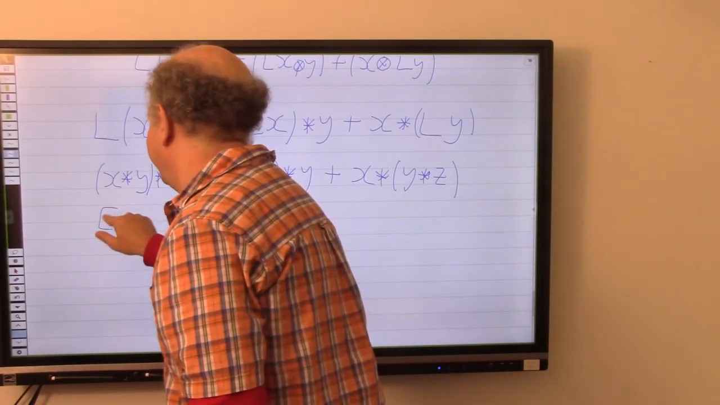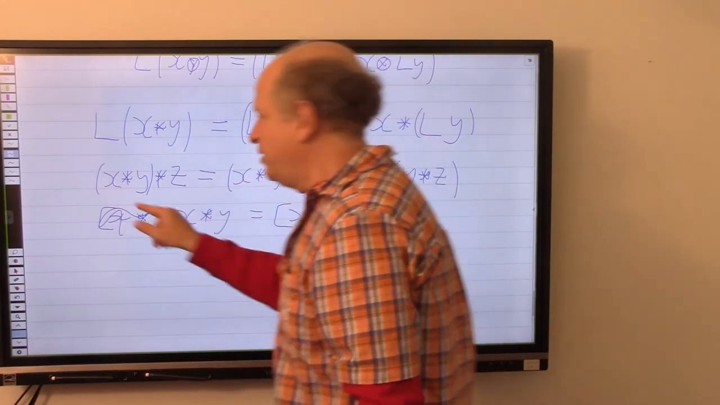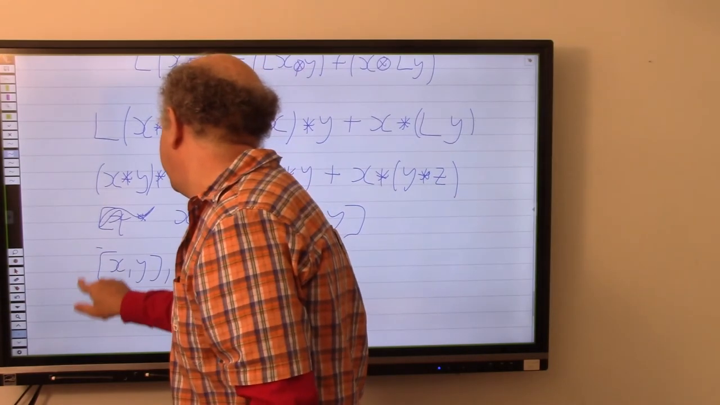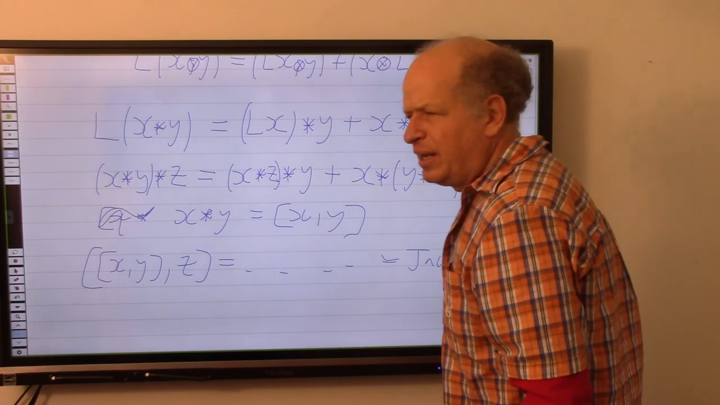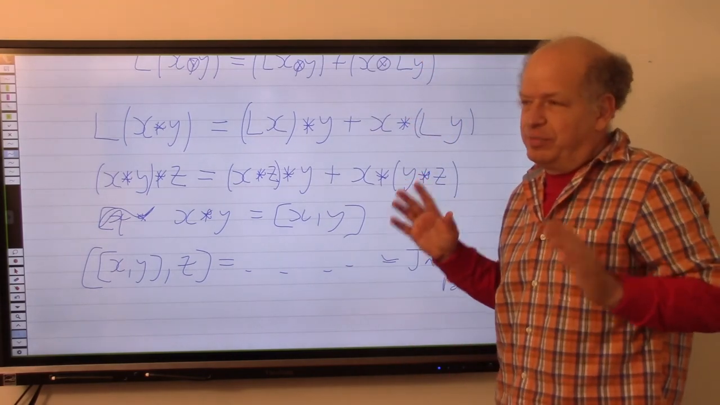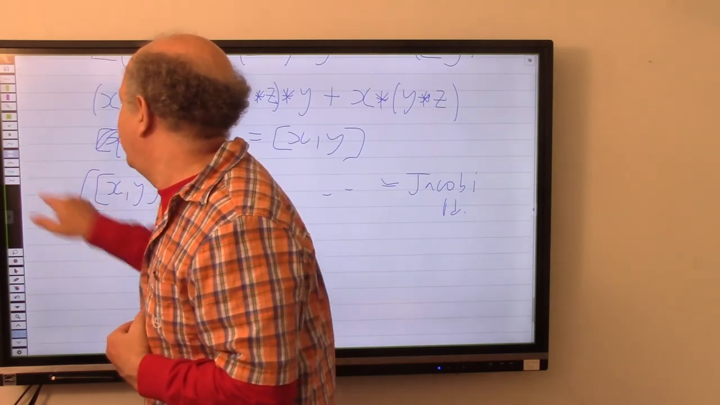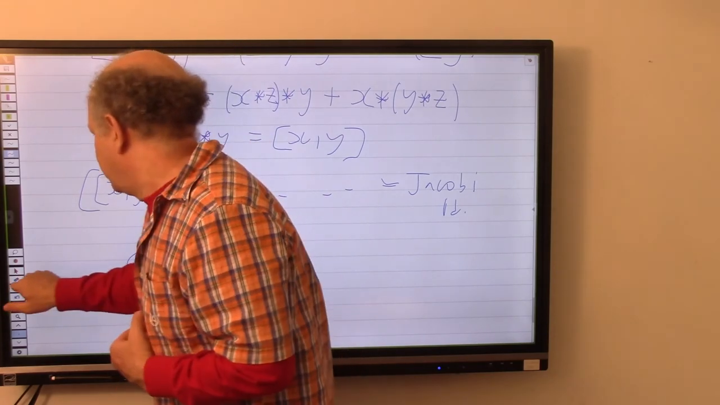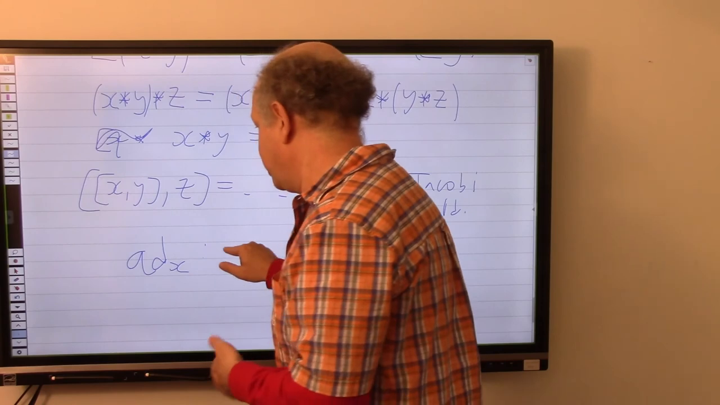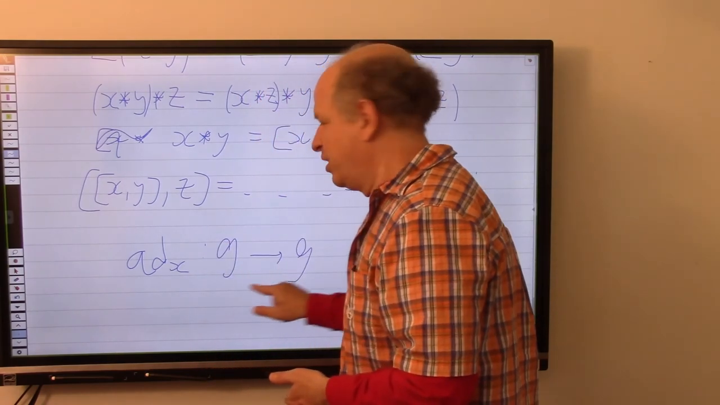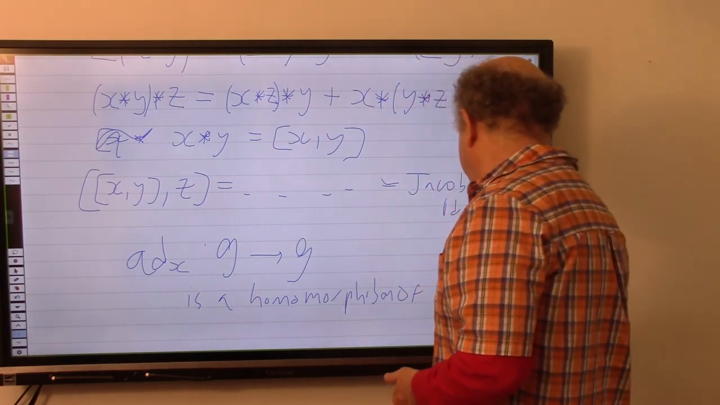So let's rewrite, instead of x star y, I write the bracket of x and y, and this becomes [[x, y], z] is equal to and so on, and this is the Jacobi identity. And some of you may have seen it before, one interpretation of the Jacobi identity is the fact that the adjoint operation, ad x, an operation from a Lie algebra to itself, is a homomorphism of Lie algebras.